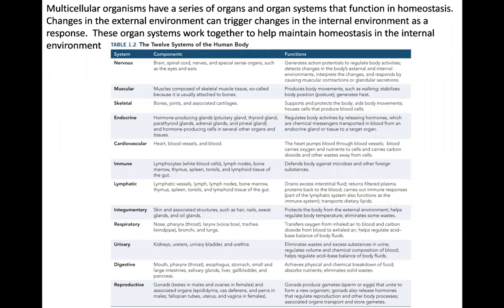And multicellular organisms have a series of organs and organ systems functioning in homeostasis. We're a multicellular organism, so we have these organs and organ systems. Changes in our external environment can trigger changes in the internal environment as a response. Now, what do I mean when I say external environment? What do I mean when I say internal environment?